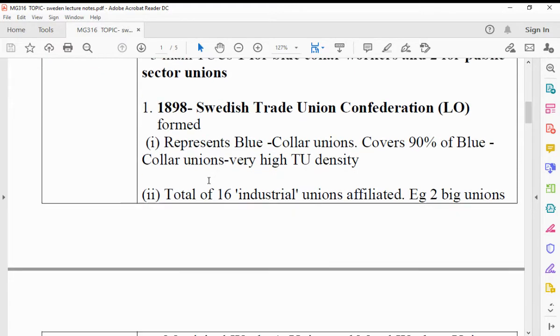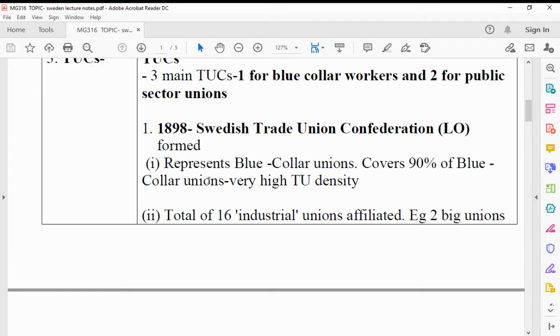So we have the first one, which is the Swedish Trade Union Confederation, LO, formed in 1898. Now this represents the blue collar unions. If you see, the acronym given here is LO, Swedish Trade Union Confederation, LO. Please do not come up with your own acronyms such as STUC. These acronyms are from the Swedish names, you guessed it.